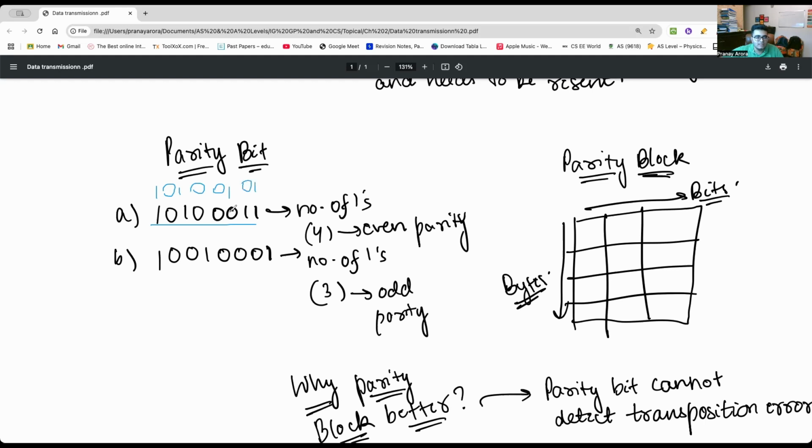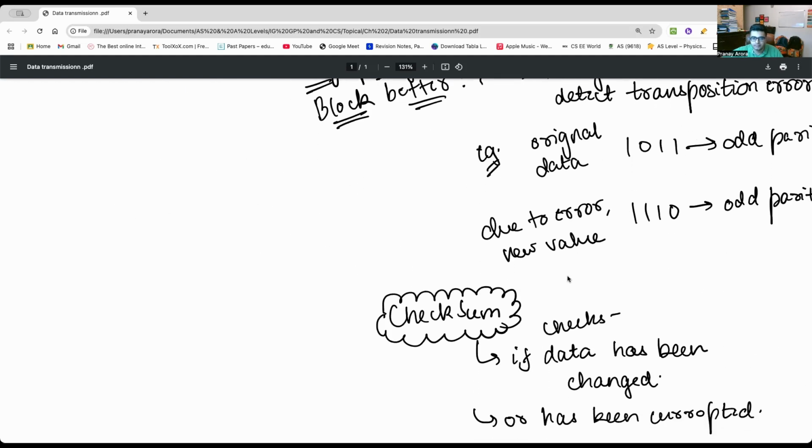Now, even though these two bits have interchanged, the number of ones remain to be 4. The number of ones are still 4. That's why even if there's a transposition of bits, parity bit cannot detect that, whereas a parity block will tell you the exact location of the error that has occurred.